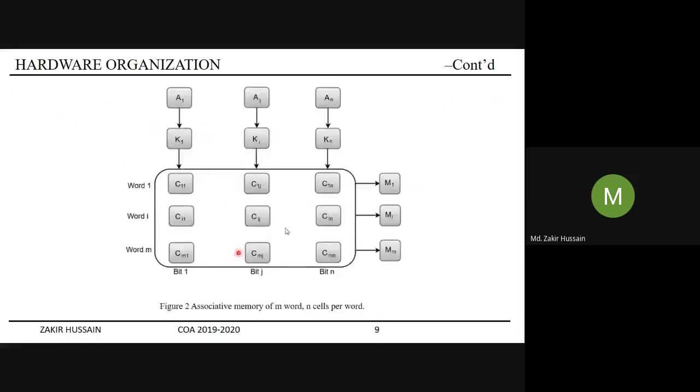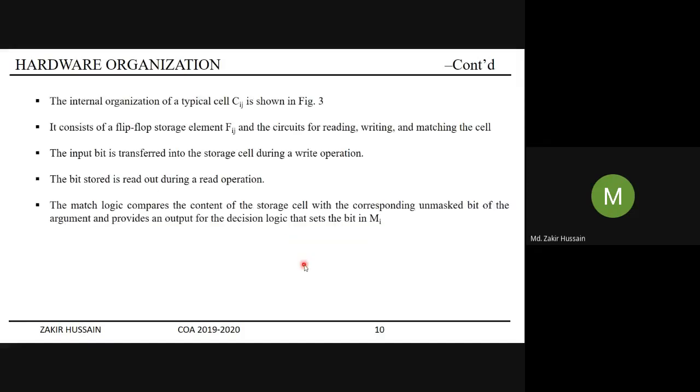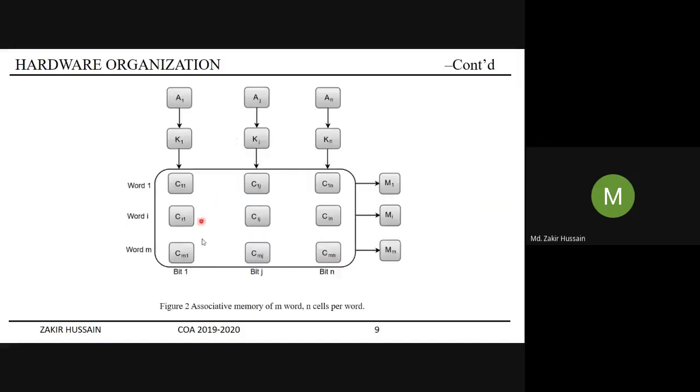And then about this we were talking about. This also we have seen actually. In fact, this also we have seen. Now coming to this one, this we have to discuss: one cell of associative memory. This one we have to discuss. From here we will start.